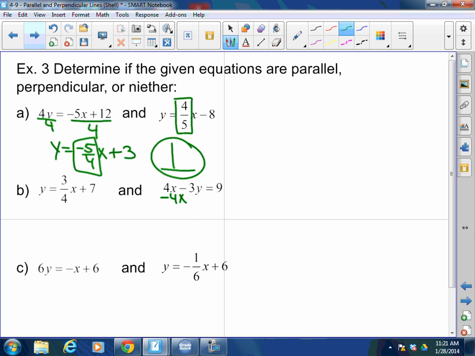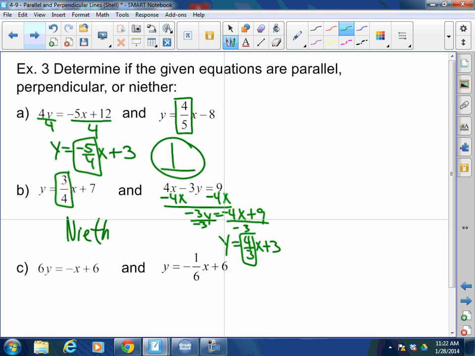Letter B, solve for y. So subtract 4x from both sides. -3y equals -4x plus 9. Divide by -3 to everything. Y equals 4/3 x plus 3. This slope is 3/4. This slope is 4/3. Are they parallel, perpendicular, or neither? How are they parallel if parallel slopes are equal? And they're neither because they are reciprocals of each other. Very good, son, but they're not negative reciprocals. So this would be neither.